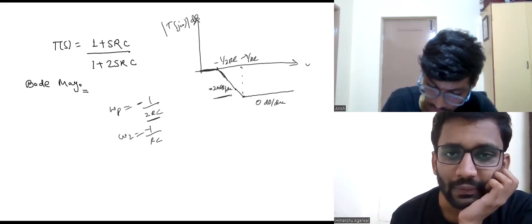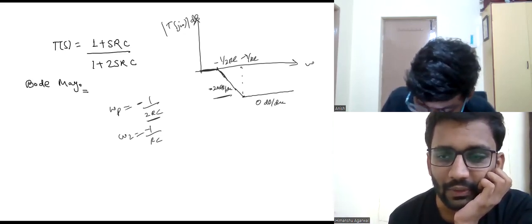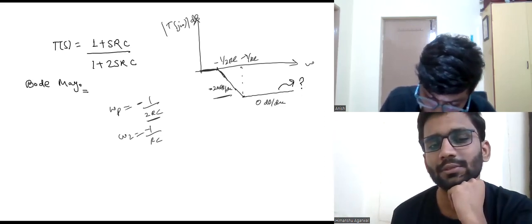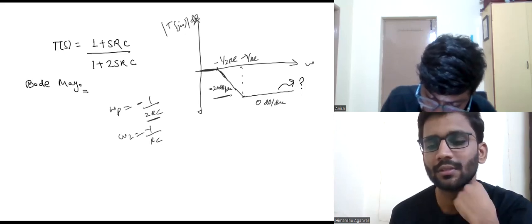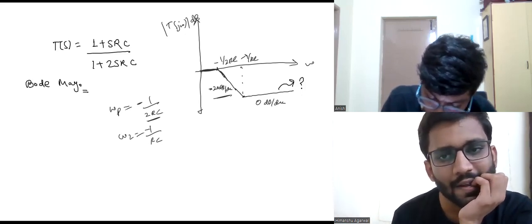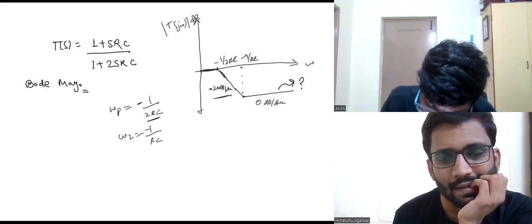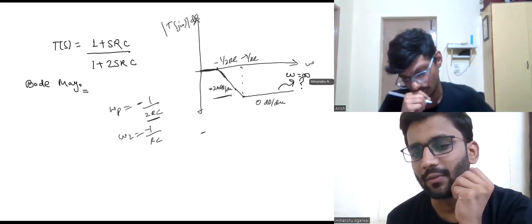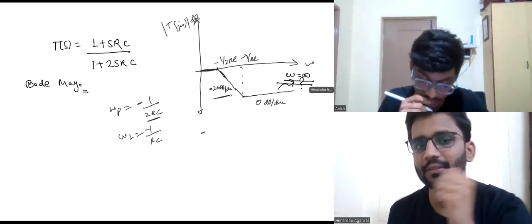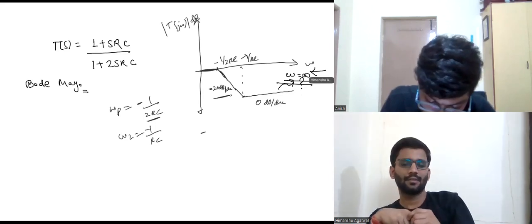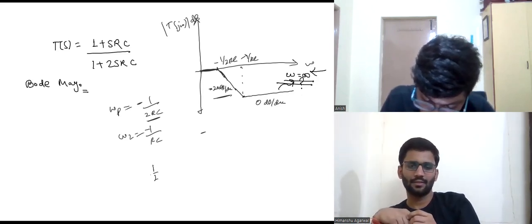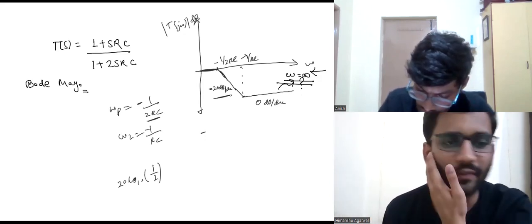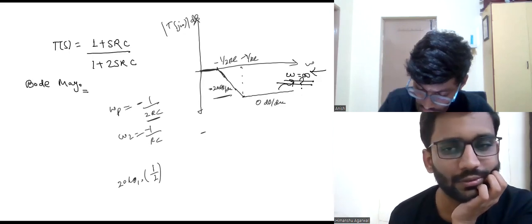So what will be that value? This value. For calculating this value, just think at omega going to infinity. At omega equal to infinity, the gain will basically be 1 by 2, right? So if you take 20 log10 of this in dB, we'll get the value at this point. Fine. Now let's draw the phase plot.